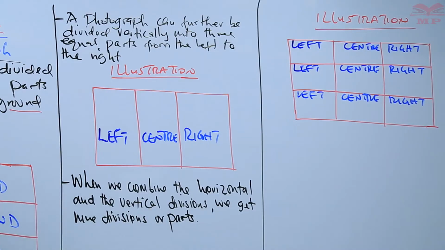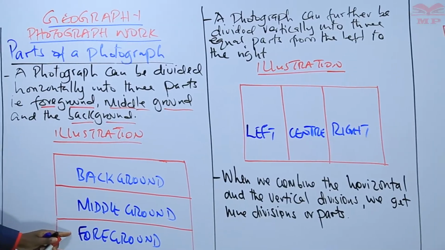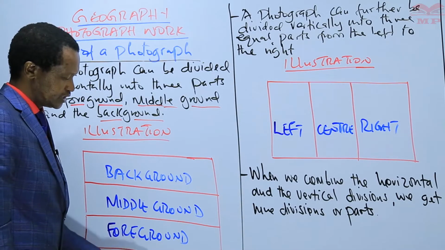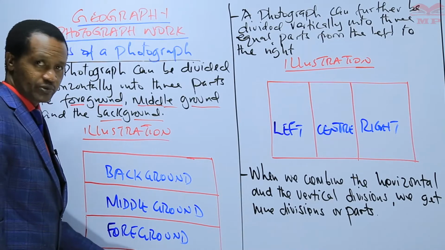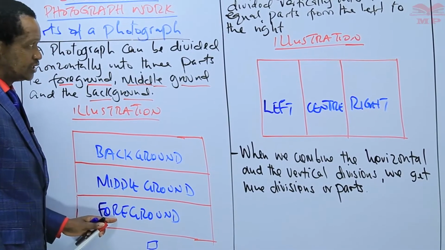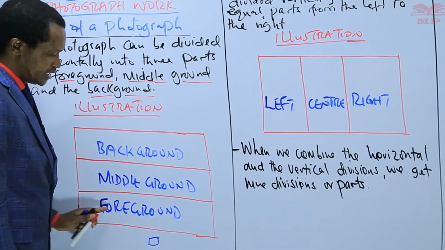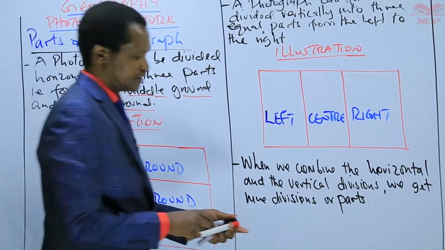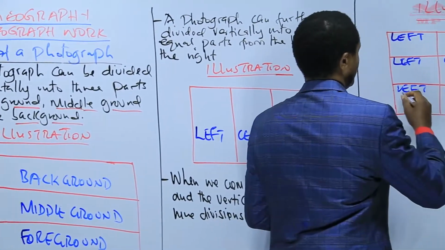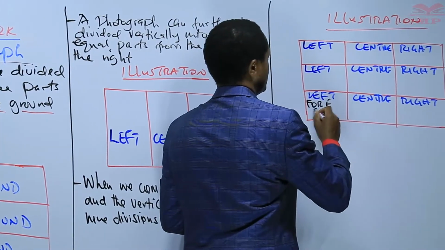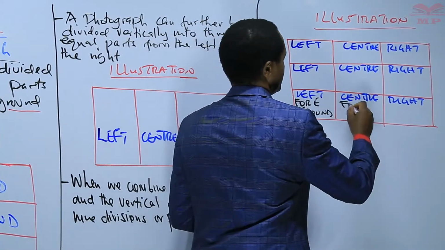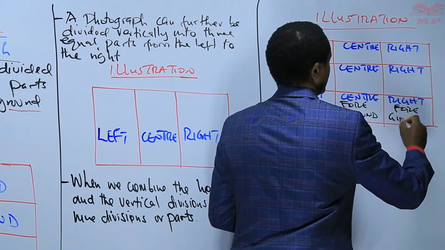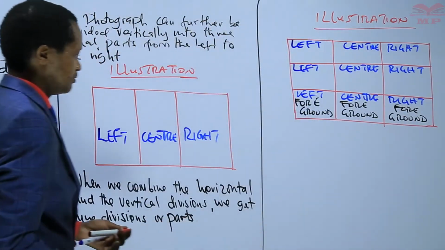Then coming to the horizontal combinations, you can see here we have foreground. Foreground, the area that is closer to the camera, we said, is known as the foreground. So we'll have left foreground, center foreground, then right foreground.